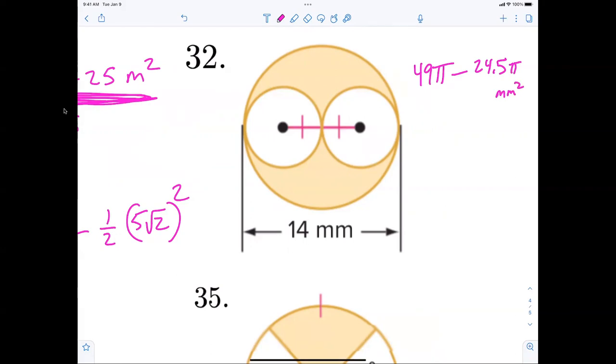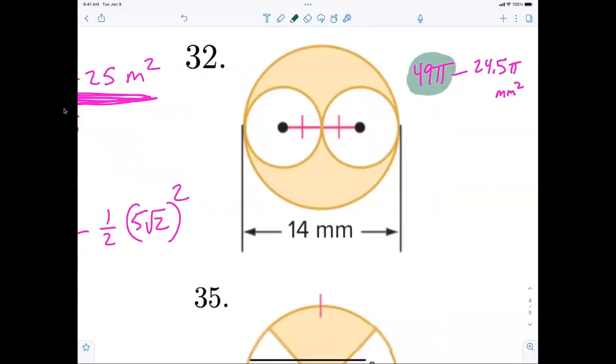Someone else want to help him? You're agreeing with that. Is that the answer? Right, because the radius of the circle is what? 7. So the whole thing is 49 pi. I'm really happy with that.